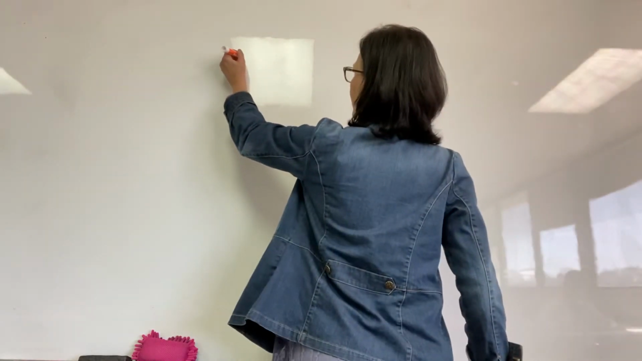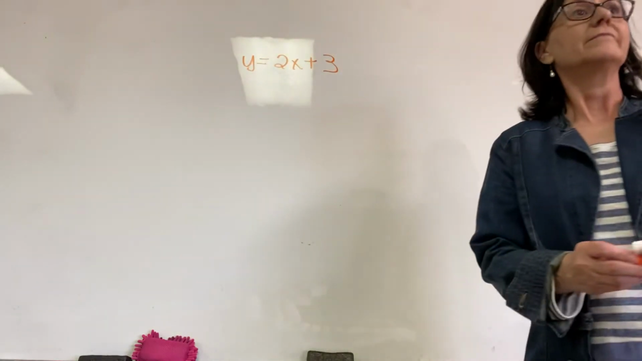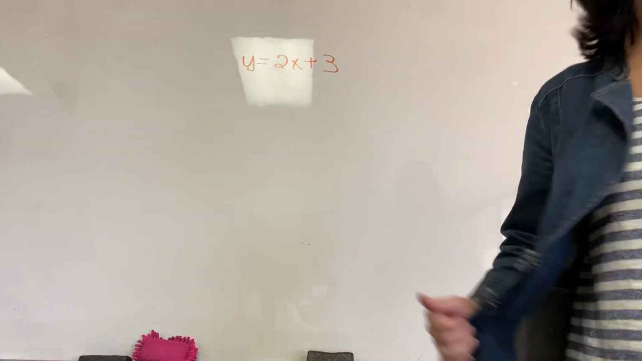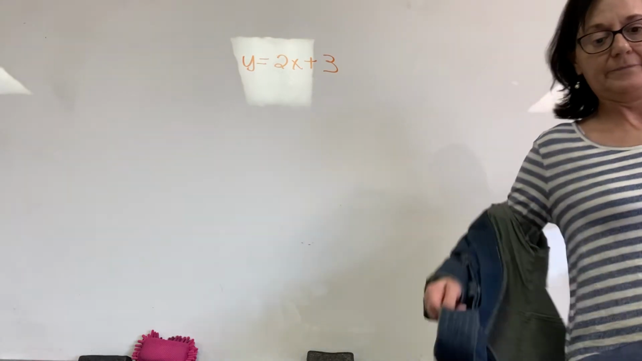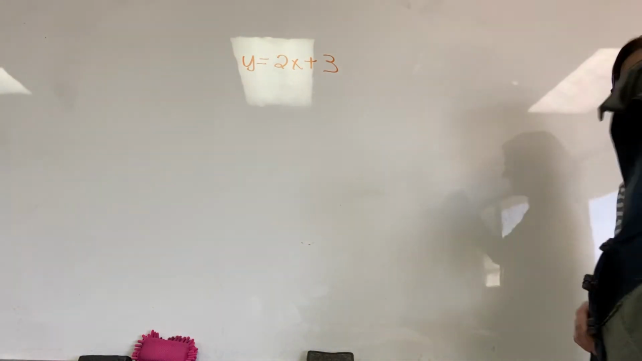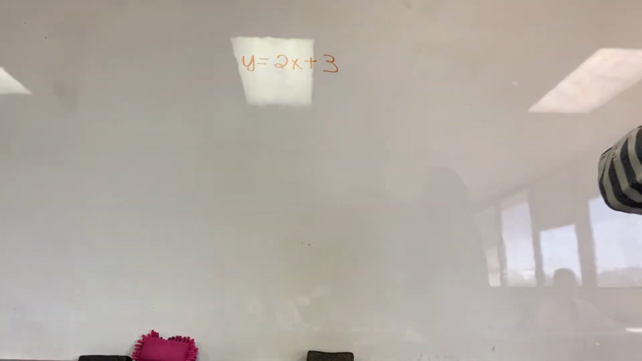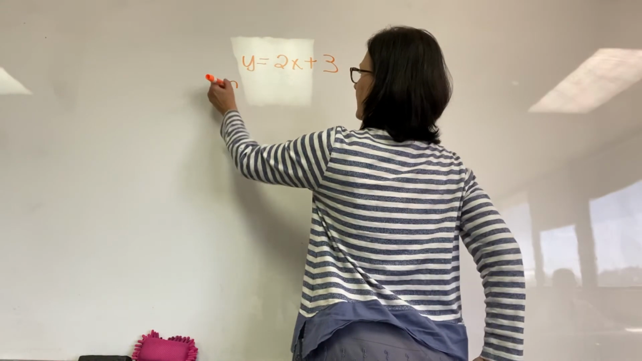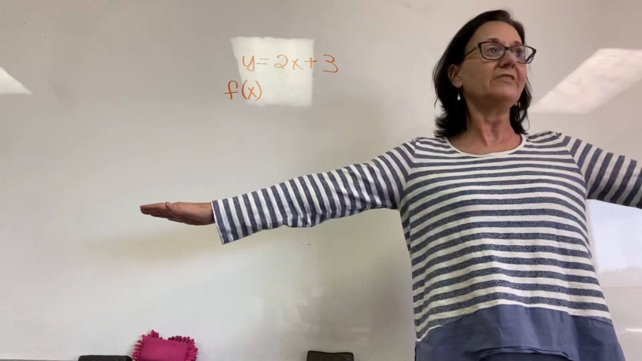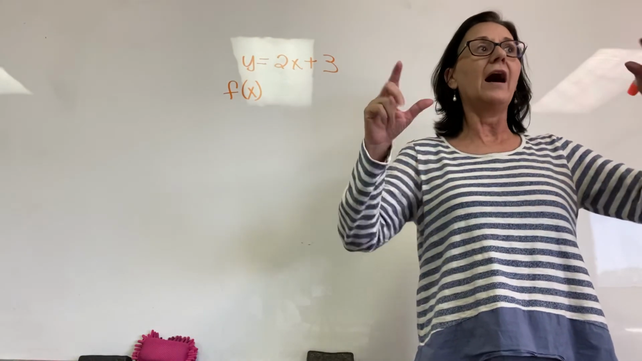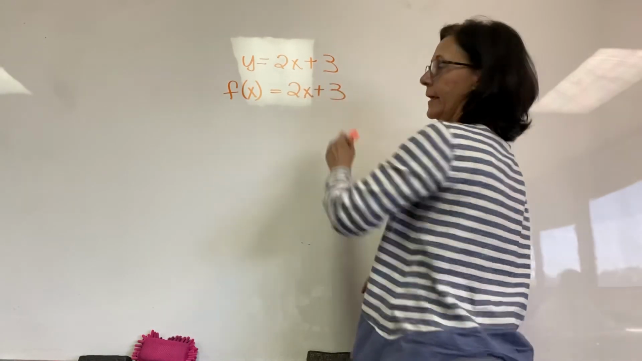All right, here's what we're accustomed to seeing. y equals 2x plus 3, right? That's how we are accustomed to seeing equations. You agree? Yes? All right. Now we're going to see equations in function notation. So it's going to look like f of x. That is not f times x. It is read f of x equals 2x plus 3.